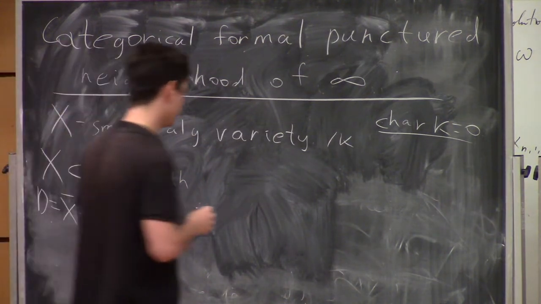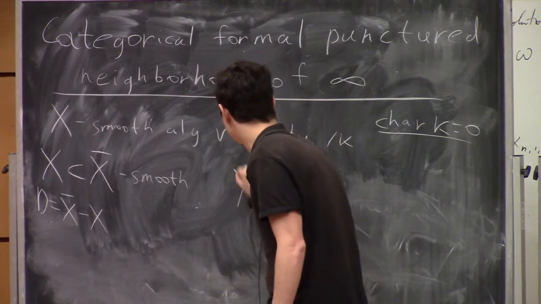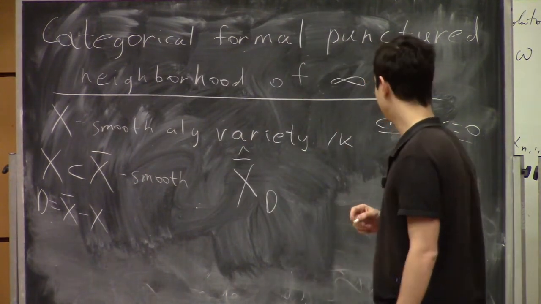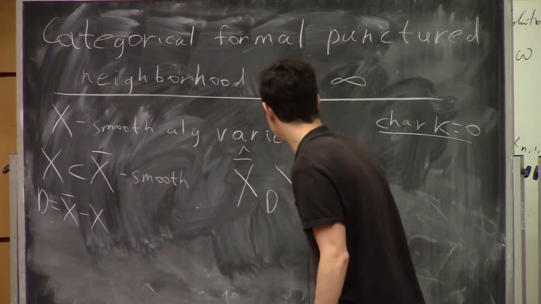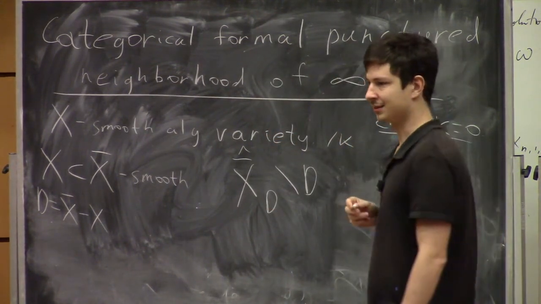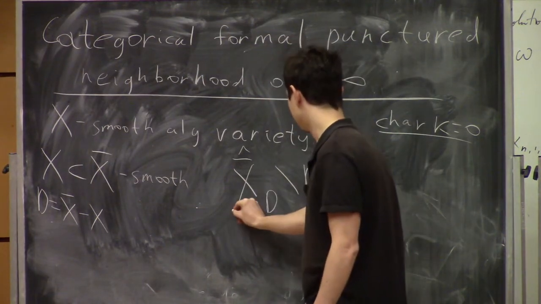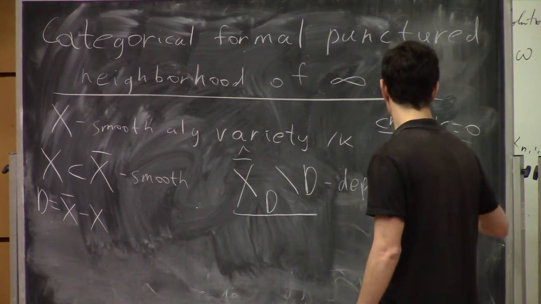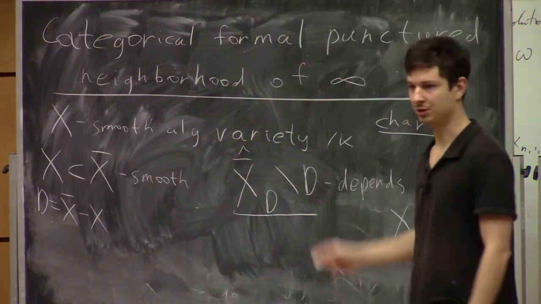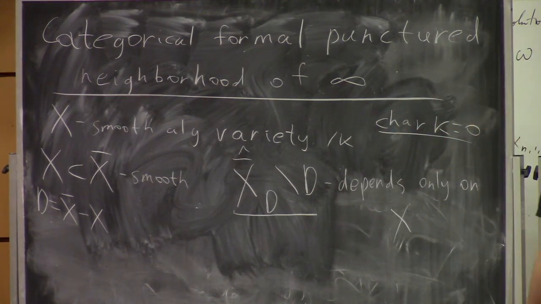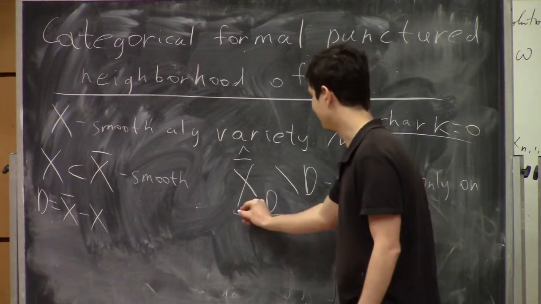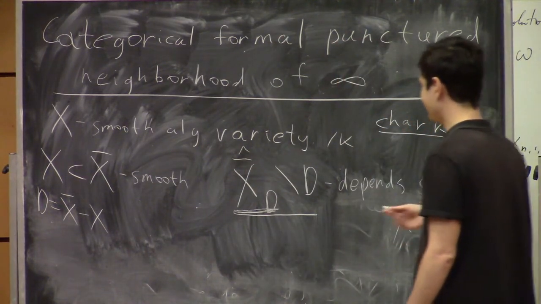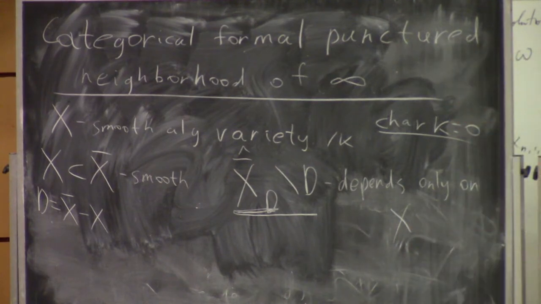And what I can take is the formal neighborhood of X bar along D. And what I'd like to do is throw away D and declare that this guy depends only on X, not on X bar. Intuitively it's clear, but the problem with this object is that the formal neighborhood is a formal scheme, a well-known notion. But when you do such a punctured neighborhood, it's not a formal scheme.